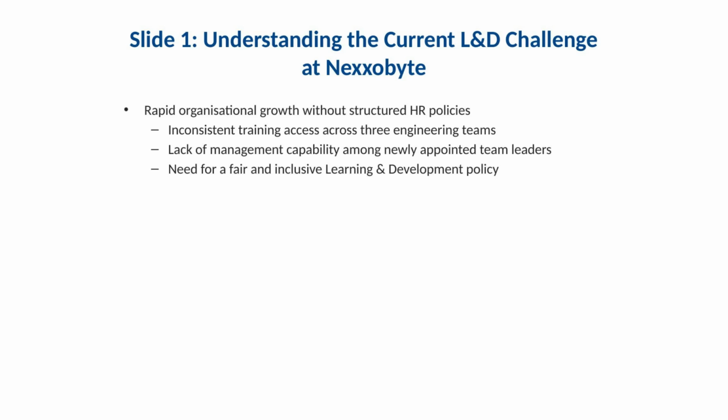Nexobyte has grown rapidly within only 2 years, which has created success but also operational challenges. The company currently consists of software engineers organized into 3 teams, each managed by team leaders who were promoted informally without prior management training. Because there are no formal HR policies or structured learning systems, each team manager has been managing staff development differently. This has resulted in inconsistent access to training opportunities, varying working arrangements, and unequal development support. Some employees have therefore raised complaints about unfair treatment, and the organization has even lost valuable talent as a result.